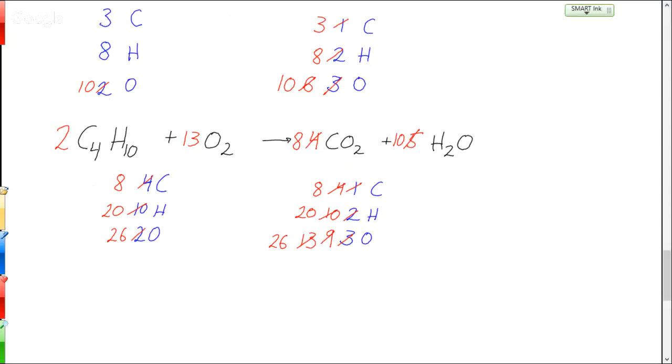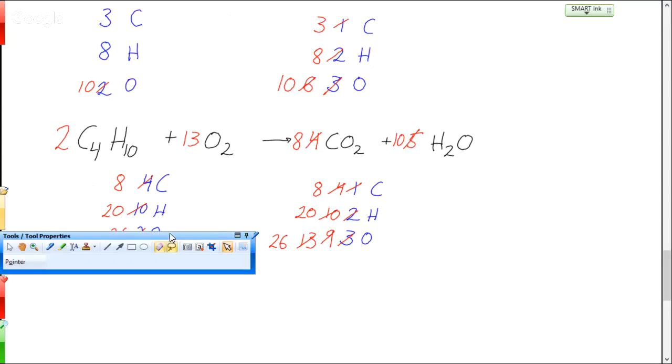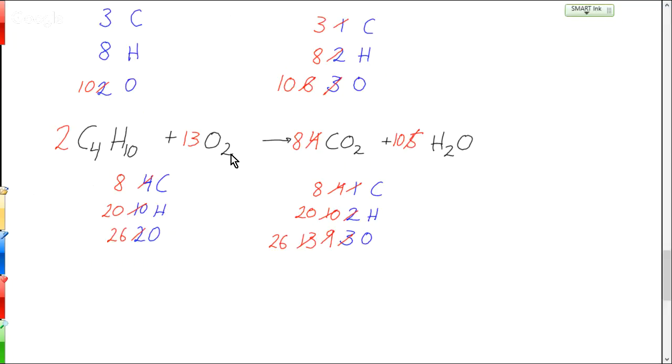So that is something that comes up now and then. Which one? 13. Because 13 times 2 is 26. And so that would give us 26 total oxygens on this side and 26 on this side. So we wanted to know what number can we put here to get 26 on this side.